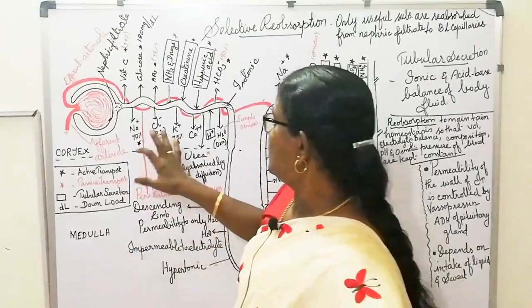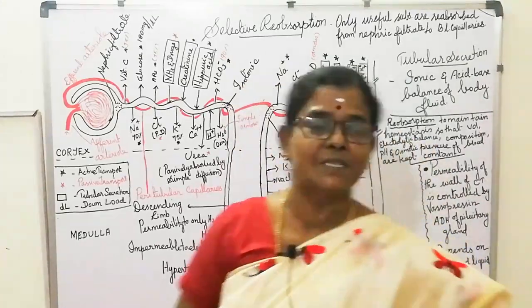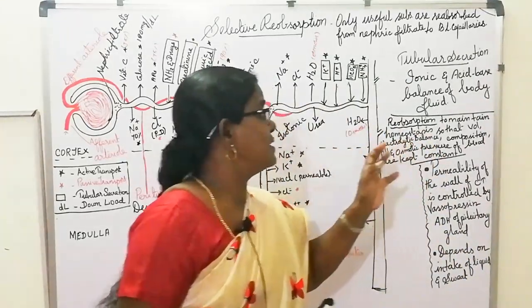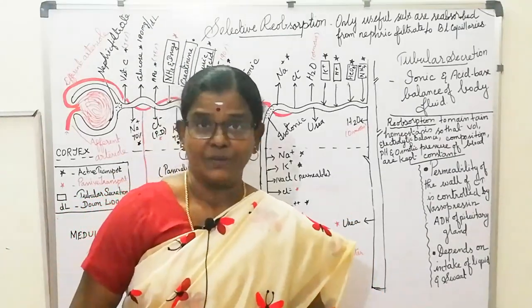So now you see, in this nephron, selective reabsorption and tubular secretion are very important for the preparation of urine.